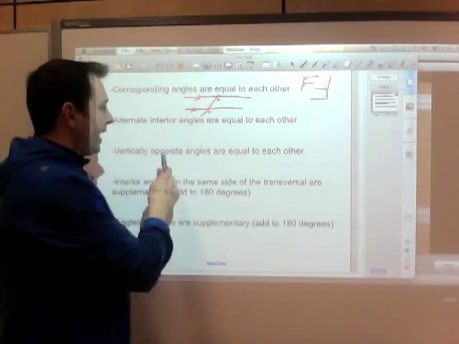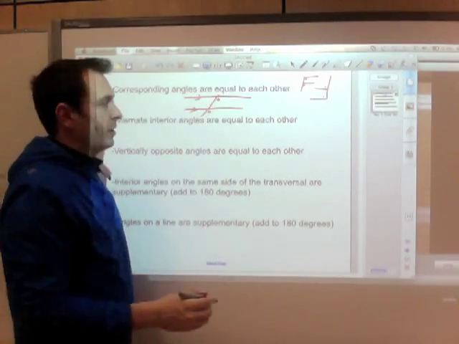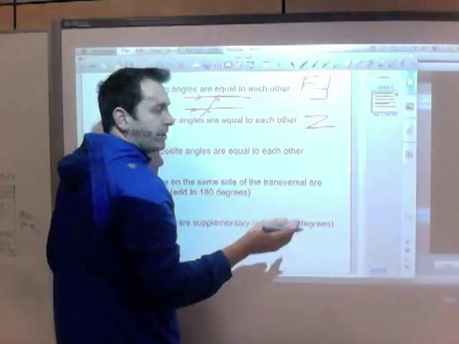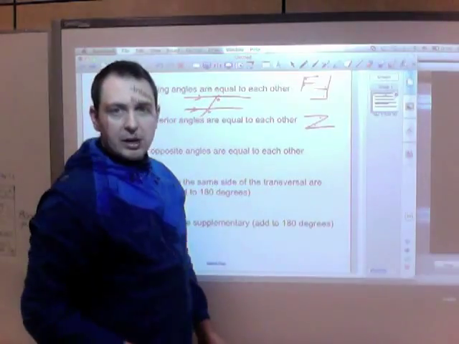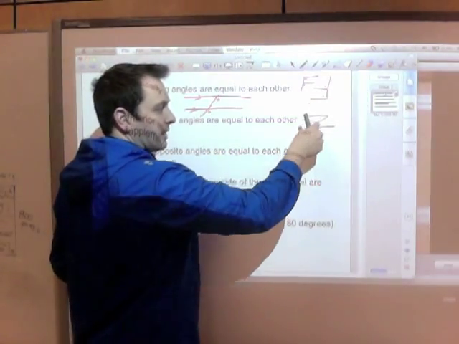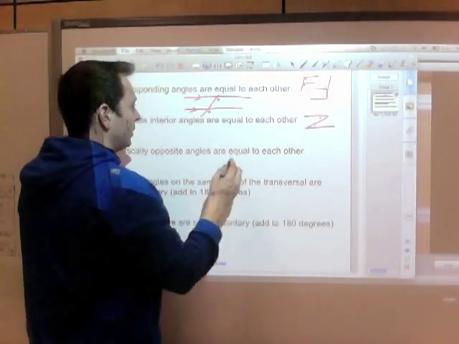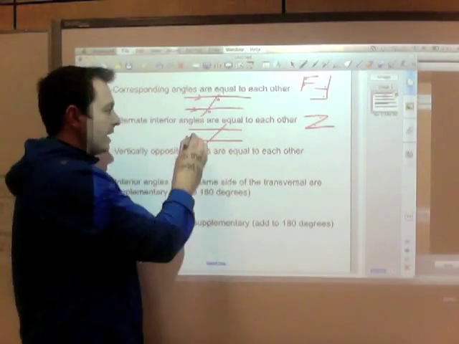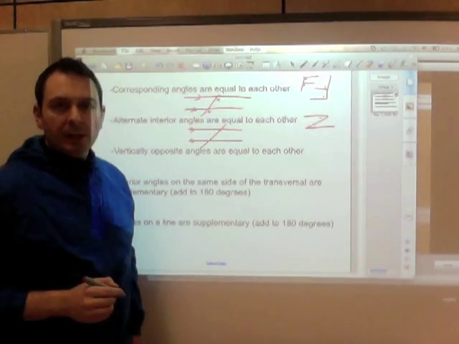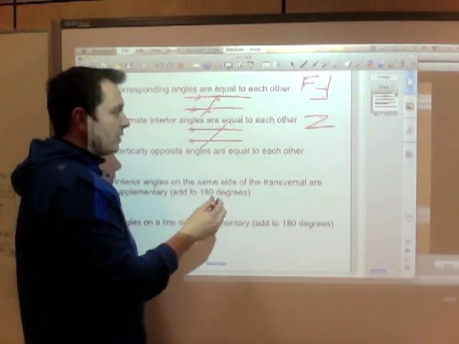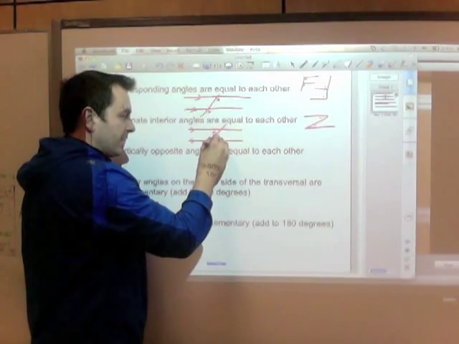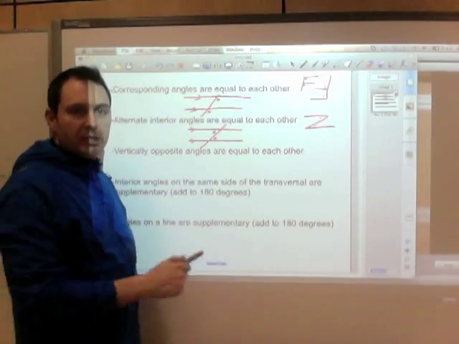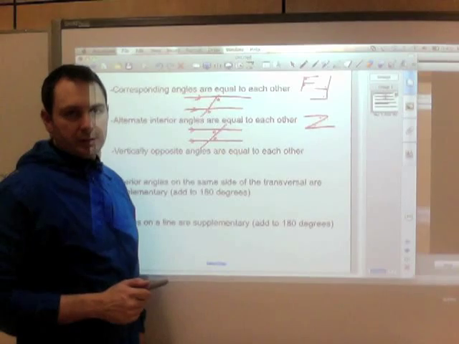They're equal. Next, alternate interior angles are equal to each other. Alternate interior was our Zs. They're interior because they're on the inside of our two lines, and they're alternate because they're on the alternate side or opposite sides of the transversal. So with these ones, here's our parallel lines. Mark them as parallel. Now, alternate interior angles are equal. So this angle in here and this angle in here, so we make our Z, they are equal.